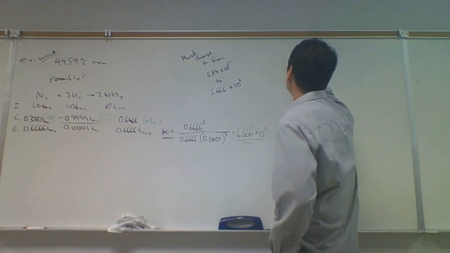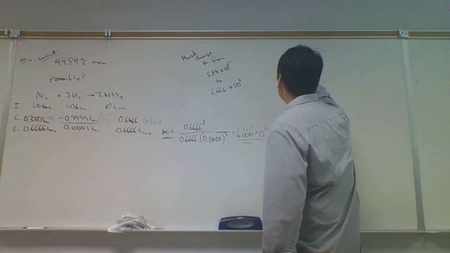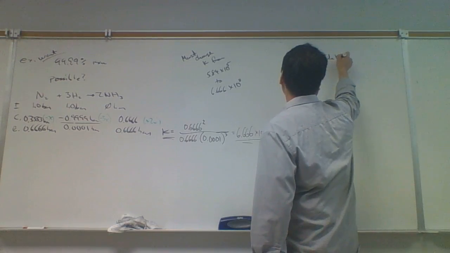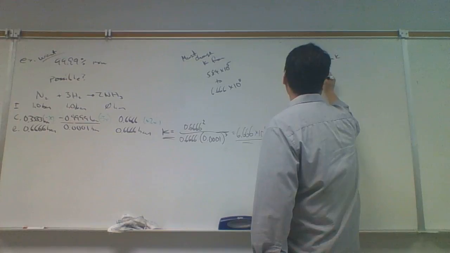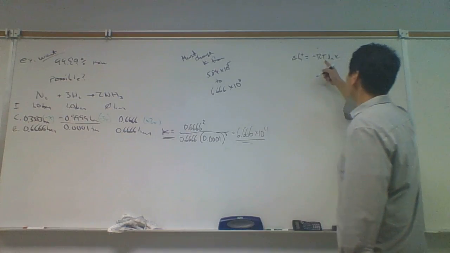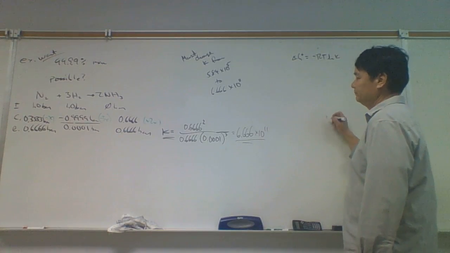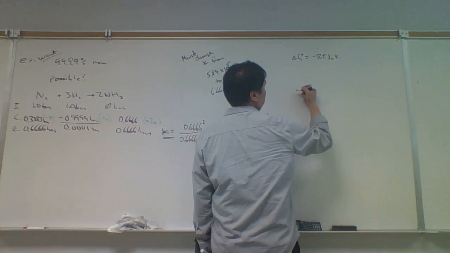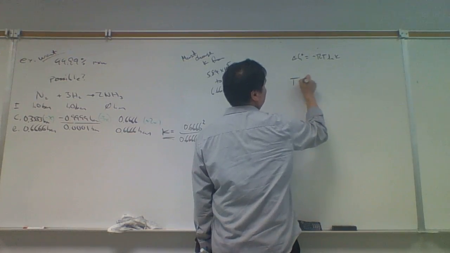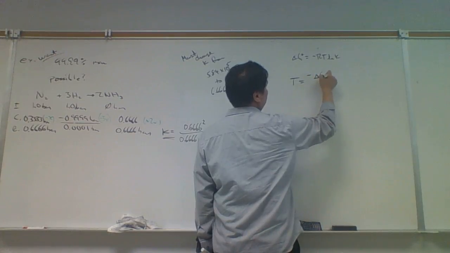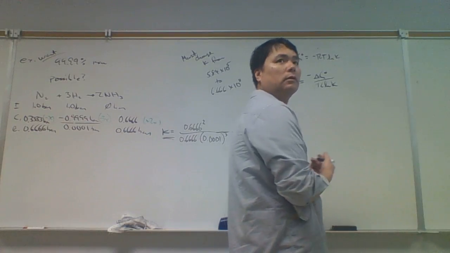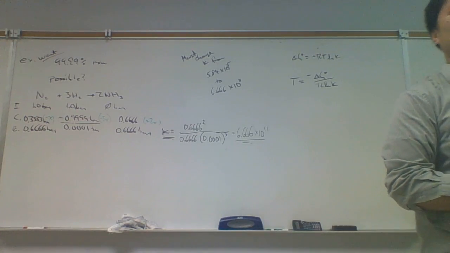I think we could do it like this. We know that delta G naught is equal to minus RT ln of K. We can change the temperature. What I'll do is change the temperature and solve this equation for T. T is going to equal minus delta G naught over R ln of K. And then just plug it in.